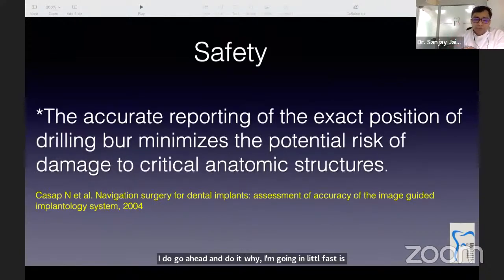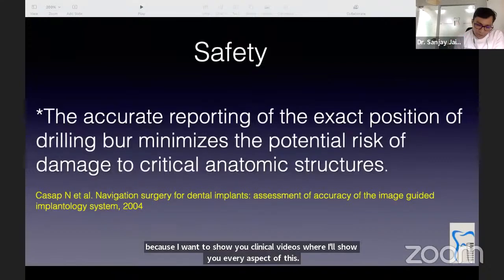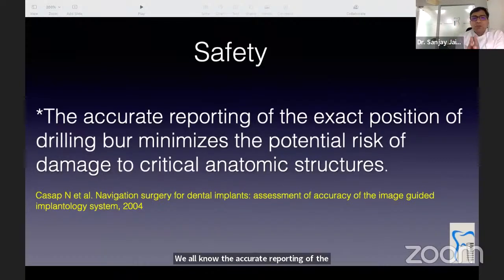We all know that accurate reporting of the exact position of the drilling burr minimizes the potential risk and damage to critical anatomical structures. And this is so very true as far as my indirect sinus lifts are concerned.